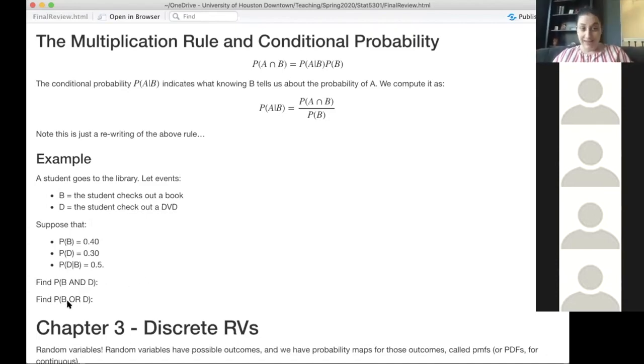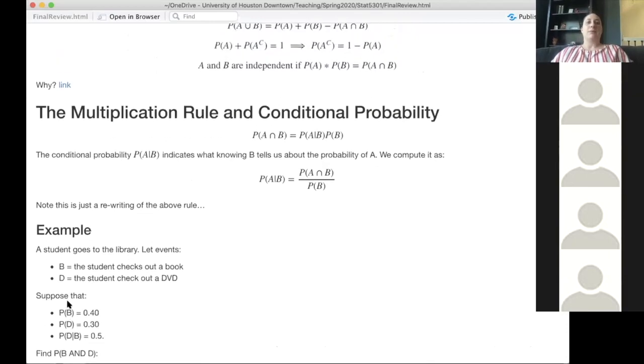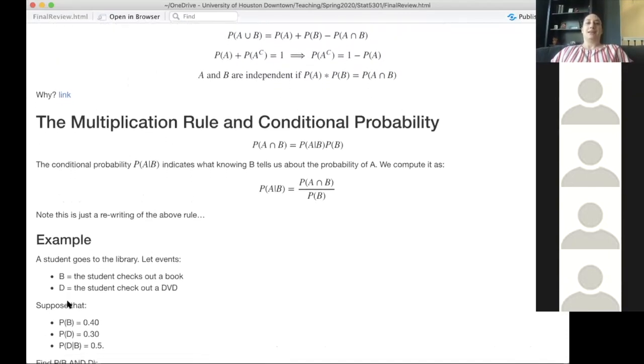B or D, I can't scroll up that high and still give you the things, can I? Right, for that you need what we just found, 0.2. So you have 0.4 plus 0.3 minus 0.2 is and, right?